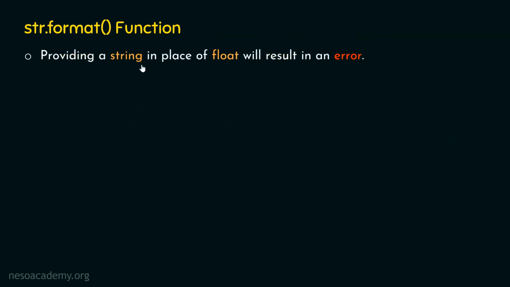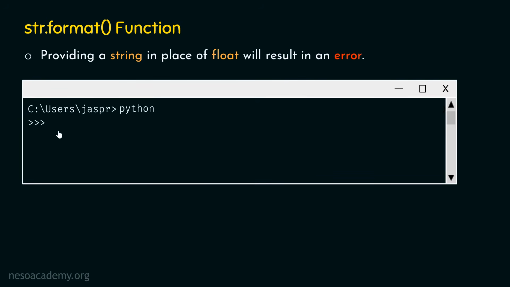Providing a string in place of float will result in an error because Python will not implicitly convert a string into a float. This is what we need to understand. For example, let's again type the same string. I got 0:f percentage marks in English. After the string, str.format, and this time we are passing a string, not a number. So this is a string because 55 is enclosed within single quotes.